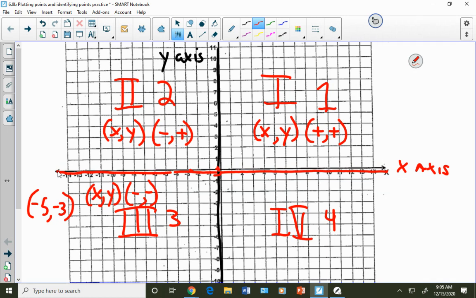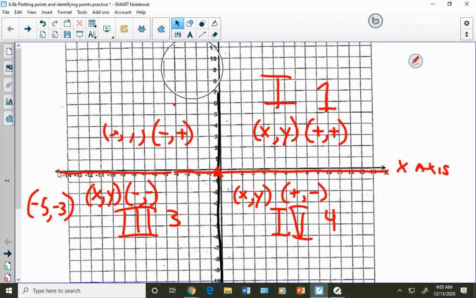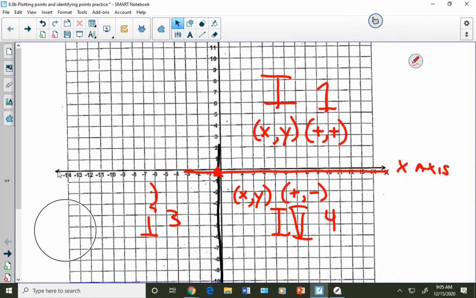Okay, finally, quadrant 4, we go from the origin, we go right for x, which means x would have to be positive. And then we go down for y, and y would have to be negative. So every number in this quadrant, x would have to be positive, and y would have to be negative. So that's a little bit of a review for that. All right, erase this.